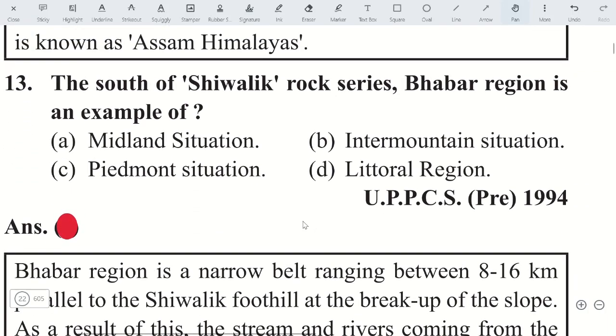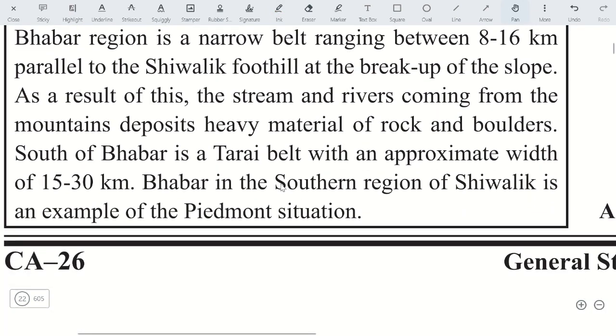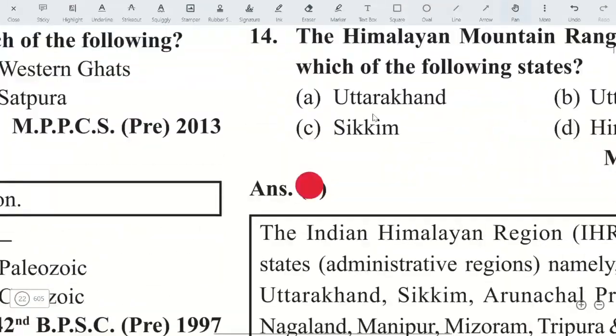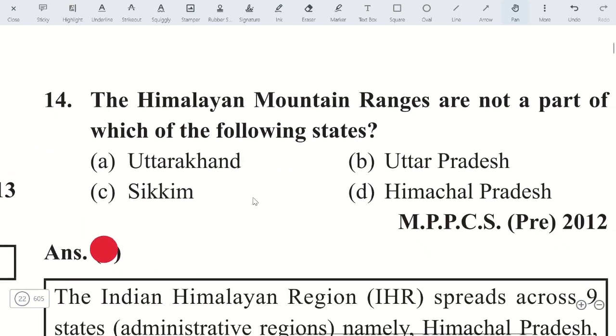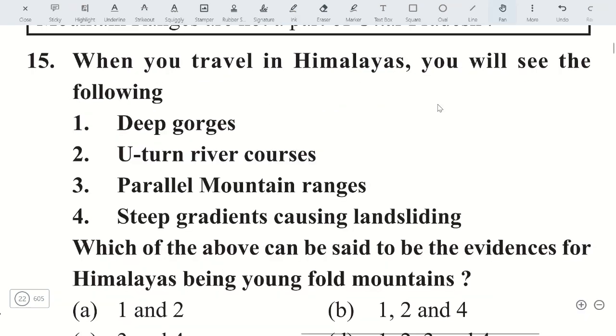South of the Himalaya rock series, the Bhabar region is an example of. It is an example of Piedmont. C option will be correct. Let's see the next question. The Himalayan mountain ranges are not a part of which of the following states? It is not a part of Uttar Pradesh. They are part of Uttarakhand, Sikkim, Himachal Pradesh. They are found in Jammu and Kashmir. Let's move on to the next question.